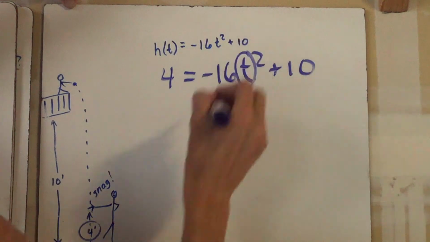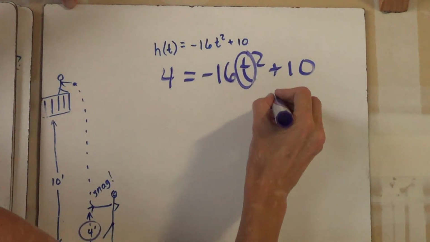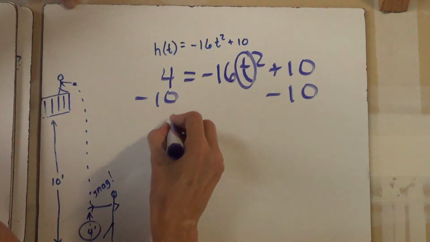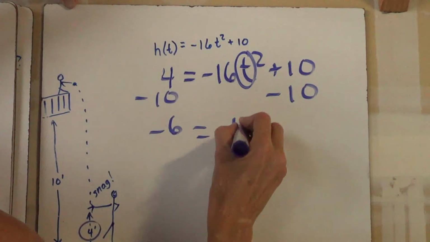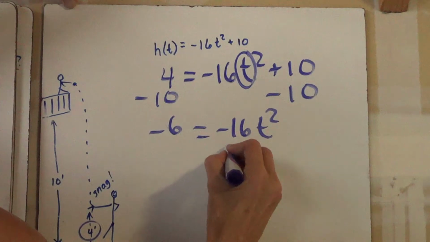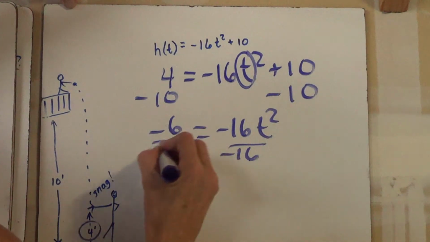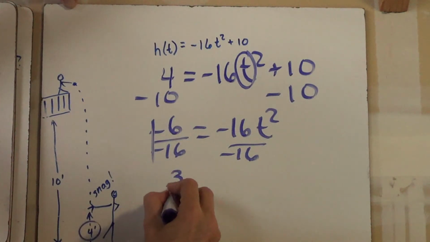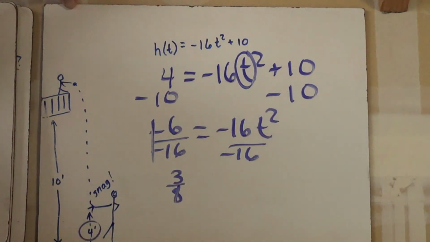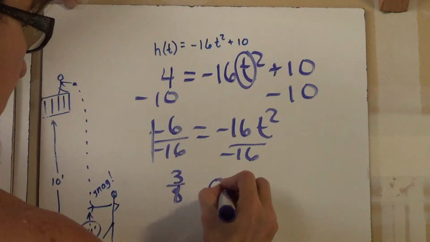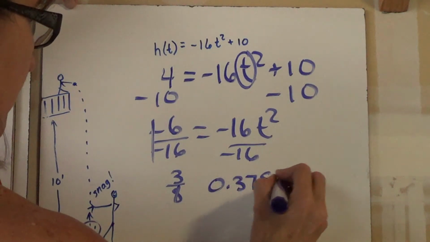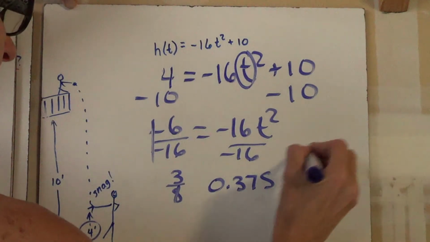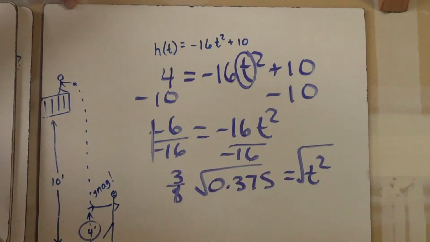Circle our variable. Want to get it alone? Going up the PEMDAS, we would subtract 10 from each side. We get negative 6 equals negative 16t squared. Divide by negative 16. 2 negatives cancel. We can reduce that to 3/8. 3/8 is about 0.375, which equals t squared. Take the square root of this.